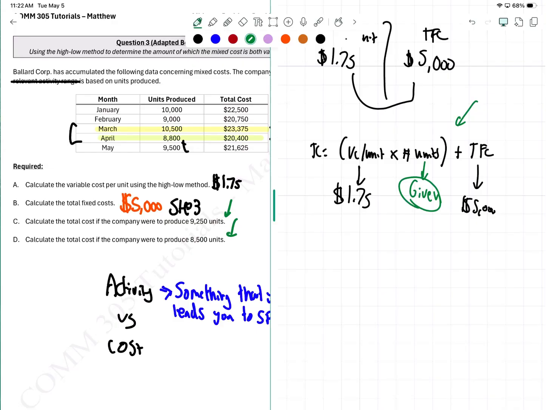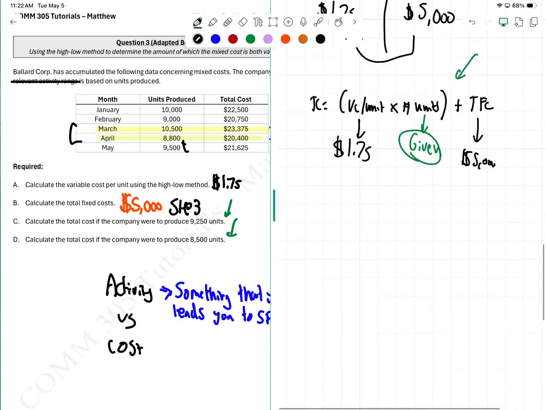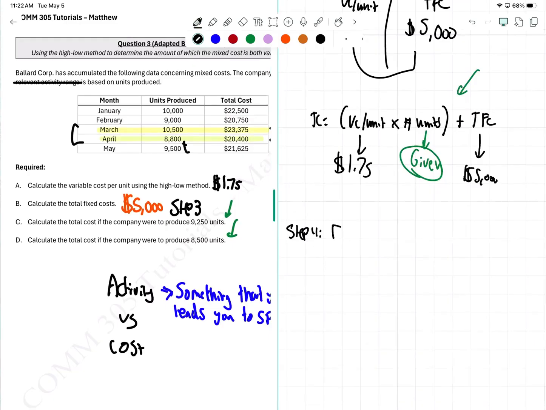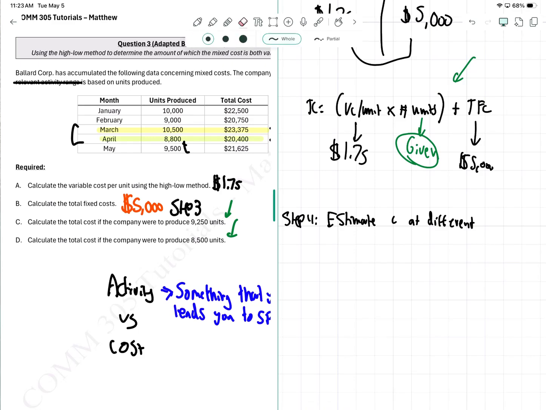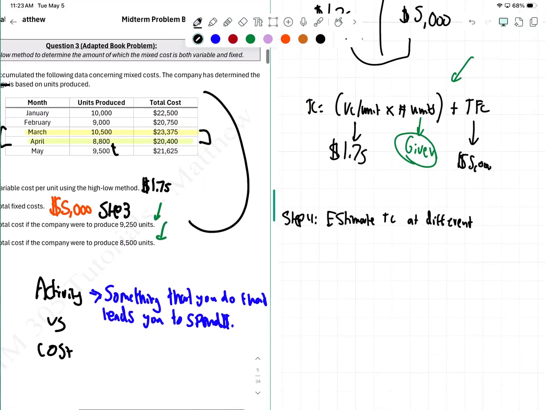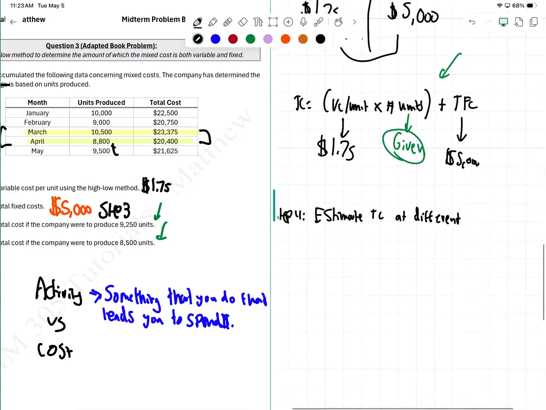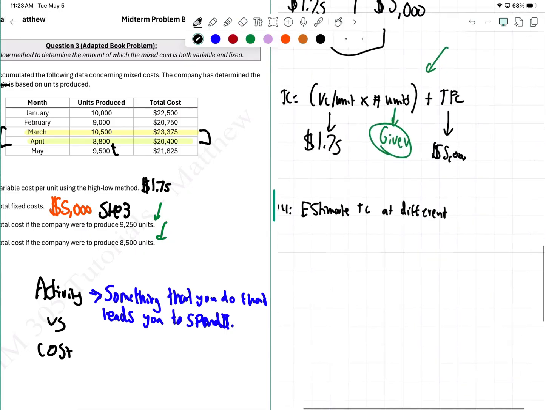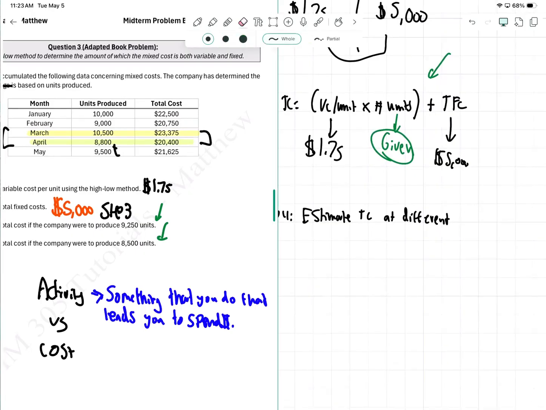Now, the only thing you need to worry about in the high-low method, and we'll write it like this for step 4: estimate total cost at different levels of activity, which is given to you in the question. Because Dr. Ali, or whoever the coordinator is, if I use this recording in the future, will basically ask that of you. He'll say, based on the data above, find me the cost at X number of units. So estimate total cost at different levels of activity.